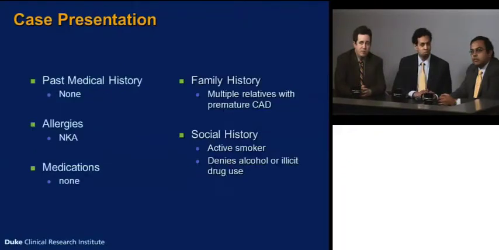He really didn't have much of a past medical history, and a lot of this was probably due to the fact that he had not sought out care in the past. No allergies, no medications. He did note a family history of multiple relatives with premature coronary disease. His social history was notable for the fact that he was an active smoker, smoking about a pack a day for about the last 40 years, but did deny alcohol and illicit drug use such as cocaine.